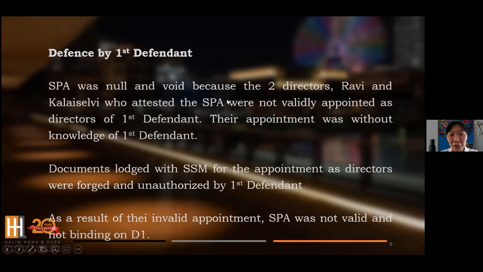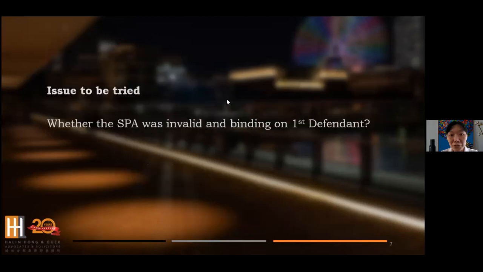So naturally the issue to be tried is whether the sale and purchase is invalid and binding on the first defendant.